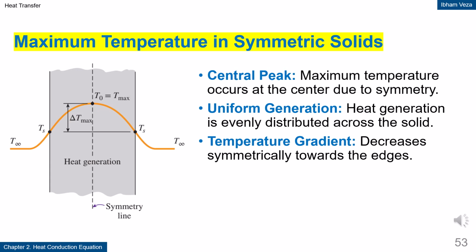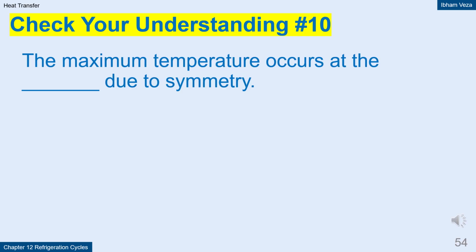Maximum temperature in symmetric solids. In objects with symmetric geometry and uniform heat generation, the maximum temperature occurs at the center. This is due to the symmetry condition that forces the temperature gradient to be zero at the center. From the center toward the surface, the temperature decreases gradually. This pattern applies to walls, cylinders, and spheres. This concept is important for evaluating material temperature limits. The maximum temperature occurs at the center due to symmetry.